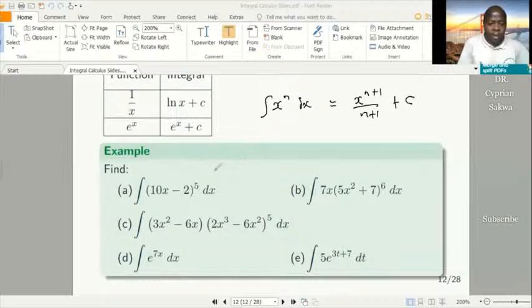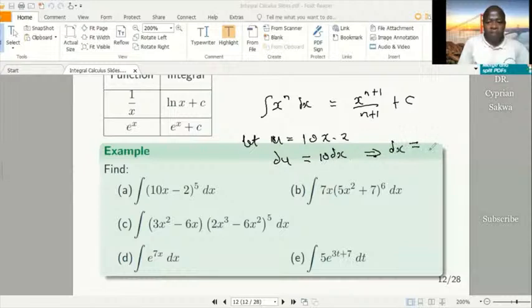So what I'll do is equate whatever is in the bracket to u. Let u be 10x minus 2. Then I differentiate this. On the left side, as we did in our previous video, it will be du, and on the right side it will be 10 dx. At this point, we make dx the subject of the formula by dividing both sides by 10, and you get du over 10. To integrate this, we use substitution: instead of 10x minus 2, we put u, and instead of dx, we write du over 10.